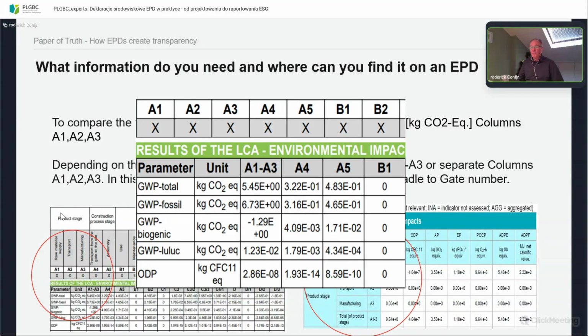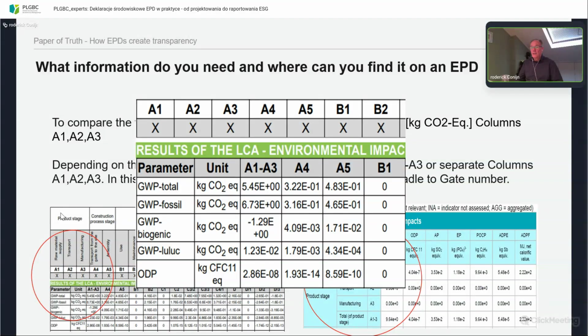And here I've zoomed in on the left example. So we need to look at the GWP total. That's the global warming potential total in kilograms of CO2 equivalent. And then you will see a number of 5.45 E+00. What that means, I will explain a little bit later on.